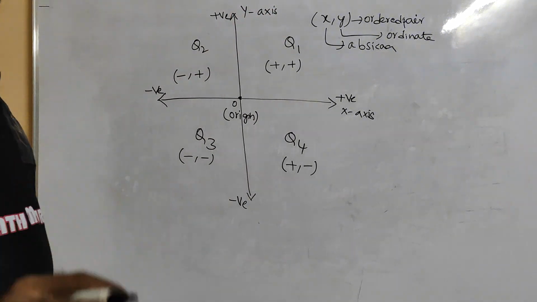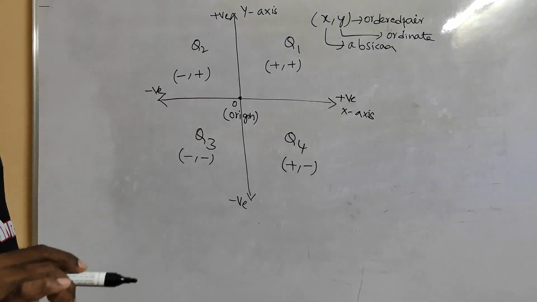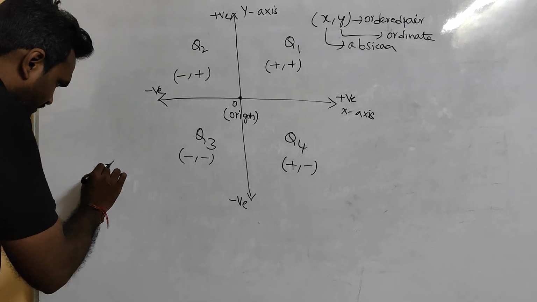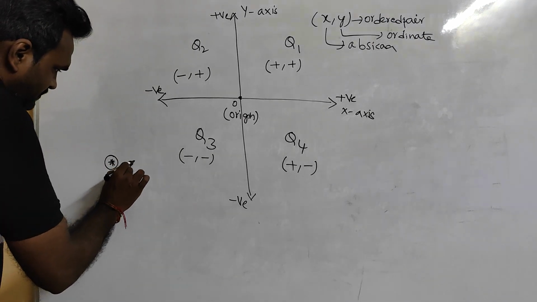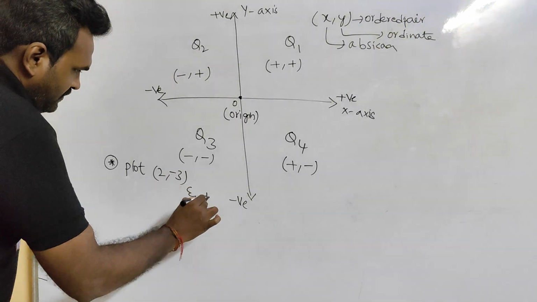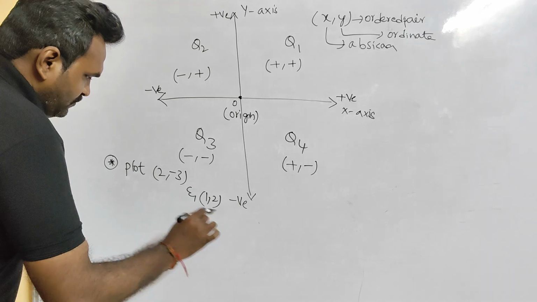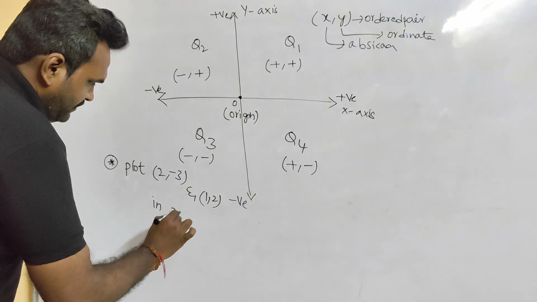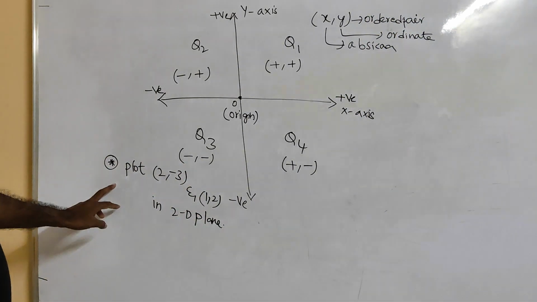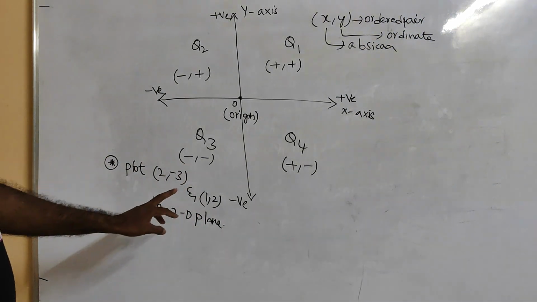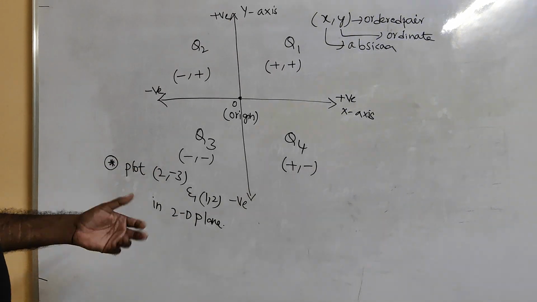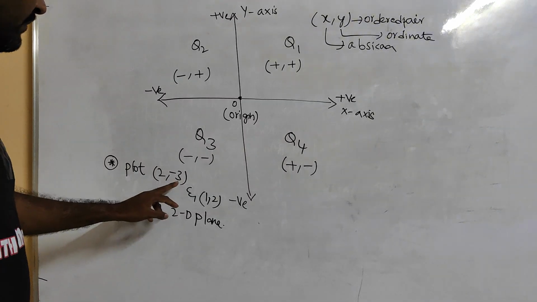Till here I think everything is clear. For example, my question is: plot 2 comma minus 3 and 1 comma 2 in the 2D plane, or coordinate plane. How will we plot this? See, 2 comma minus 3.